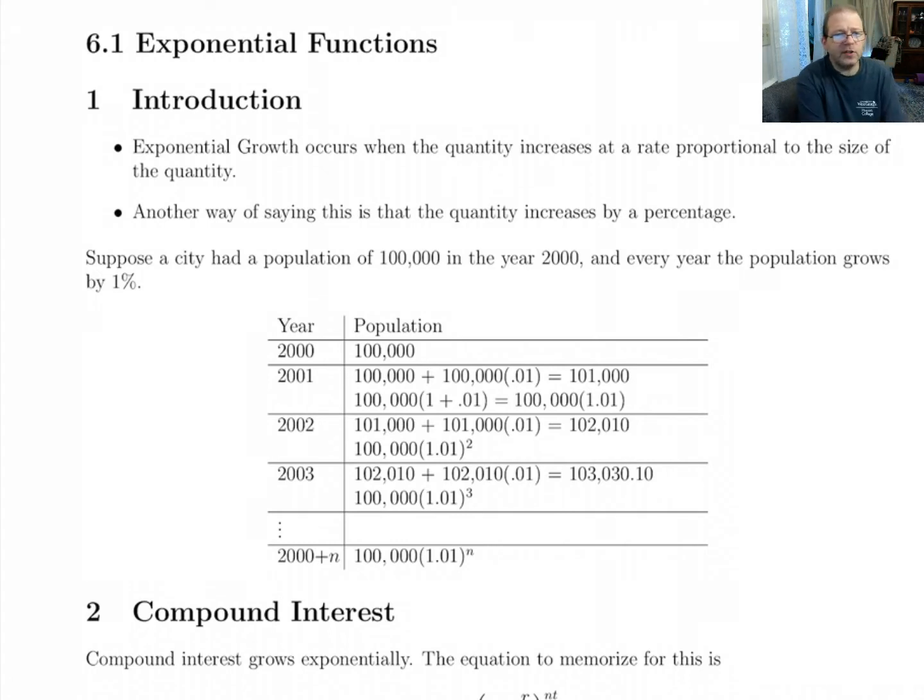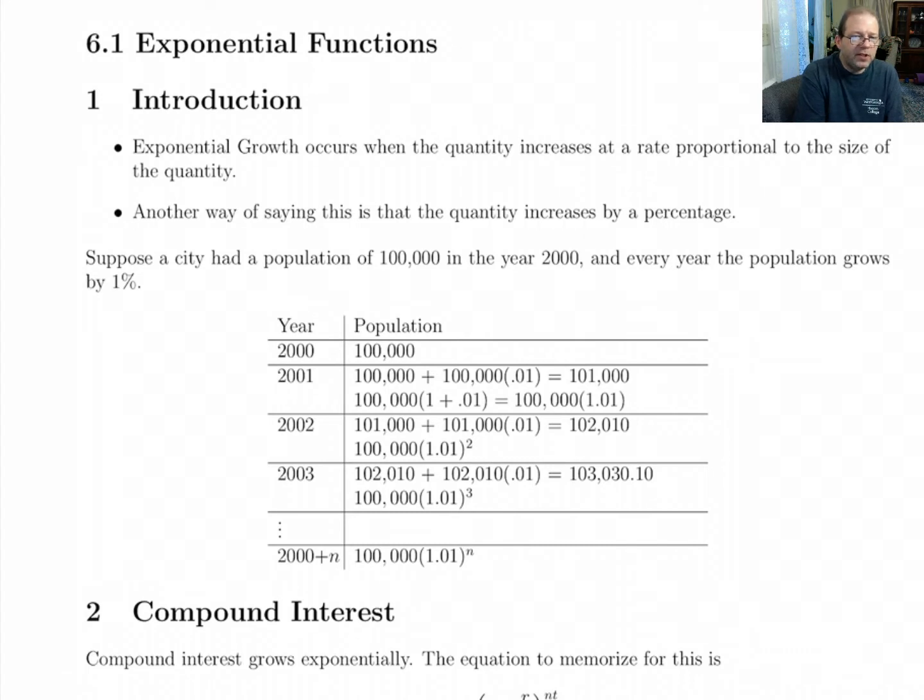So first up, let's look at exponential growth. Exponential growth occurs when you have a situation where the rate at which a quantity grows is proportional to the size of the quantity. Another way of saying this is that the quantity is increasing by some percentage. And I've got an example here.